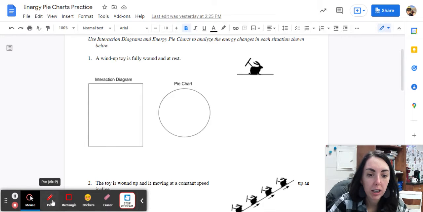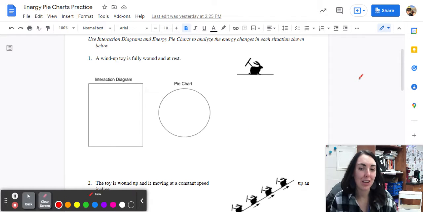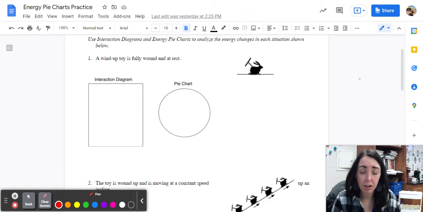Okay, so we're here talking about energy pie charts today. So the first thing we want to do is draw our interaction diagram because that just helps us think about what's in the system. So in this case, on this whole worksheet, this is energy pie charts practice one. It's all the same system. It's all this little wind up bunny. So we only have to draw this interaction diagram once.